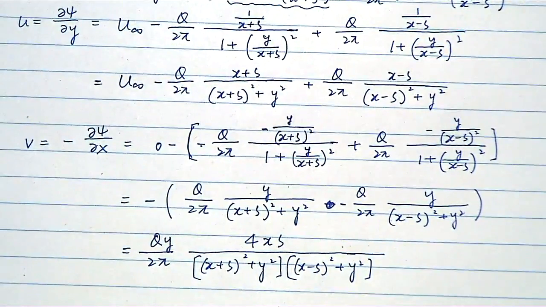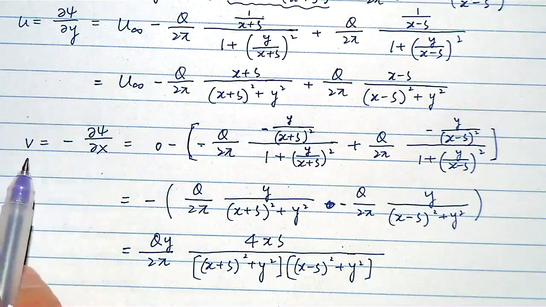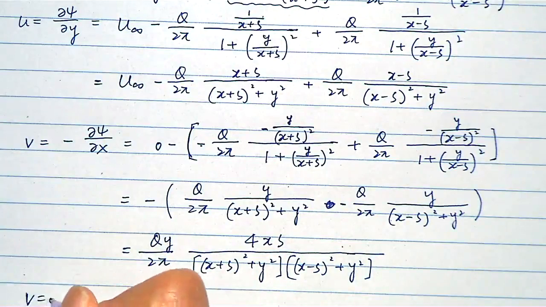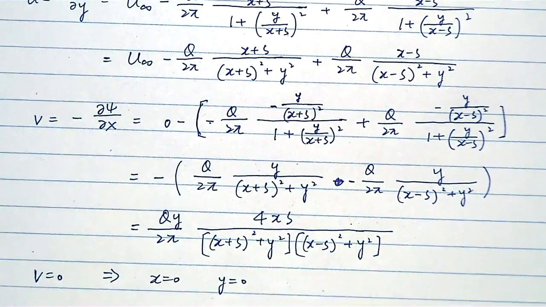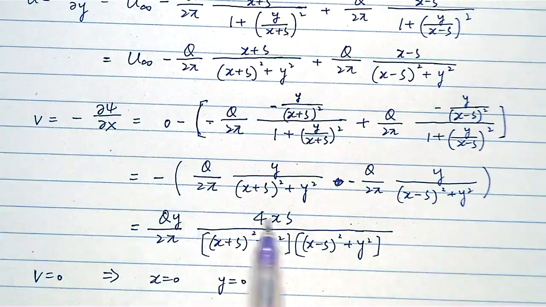Like this. So, which means that when we want to find the stagnation point, we need to have both u and v component as 0. And if we want to have v component equals to 0, that will give me either x equals to 0 or y equals to 0, right? Because I have x here and y here. So let's consider this condition.